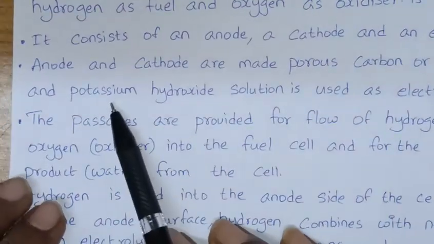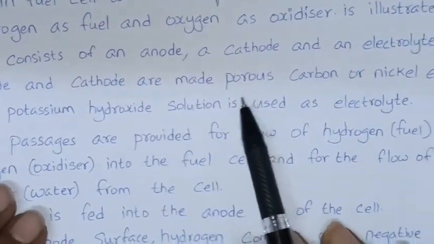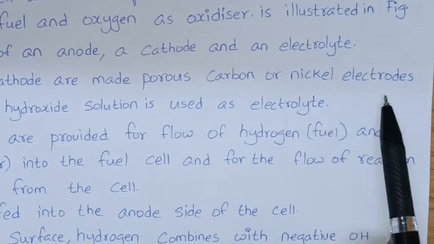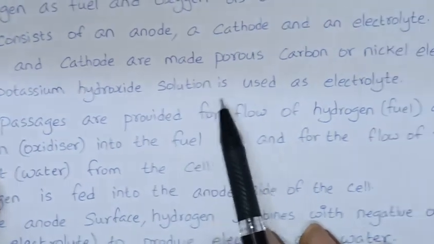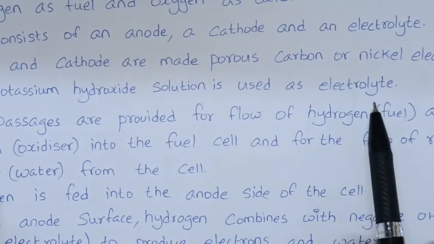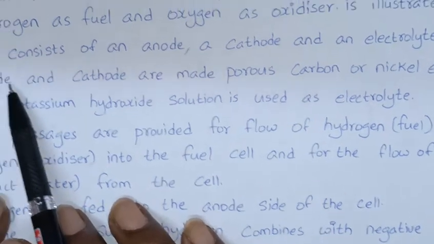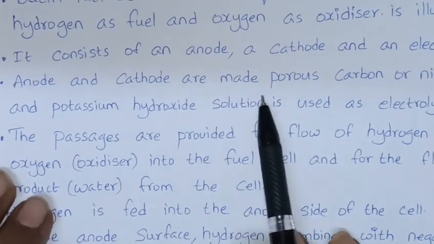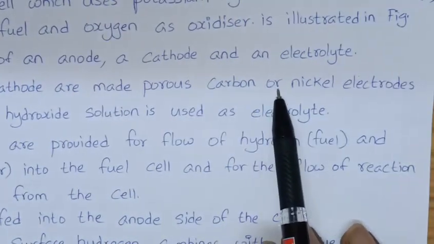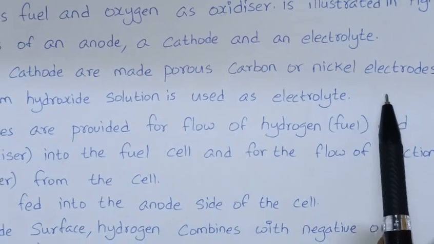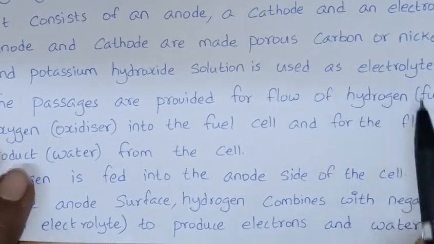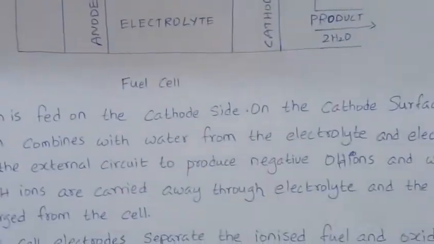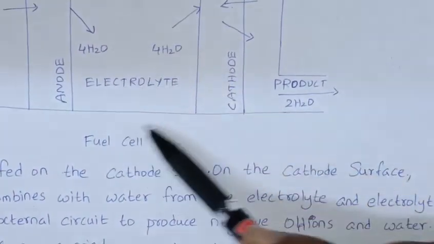Next, what is happening? The anode and cathode are made of porous carbon or nickel electrodes, and potassium hydroxide solution is used as the electrolyte. Here you can see what is happening in this electrolyte.